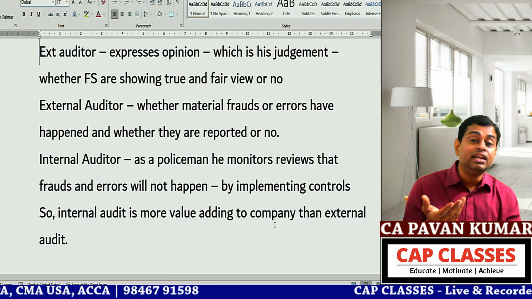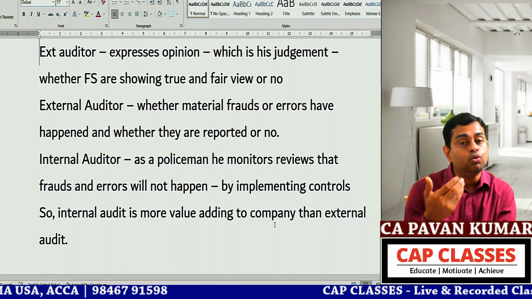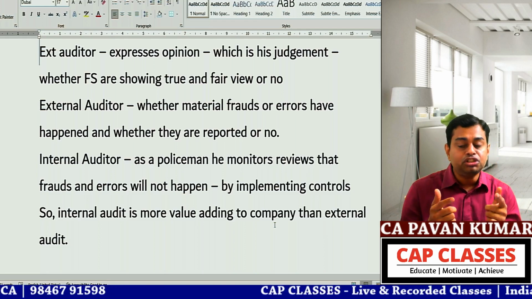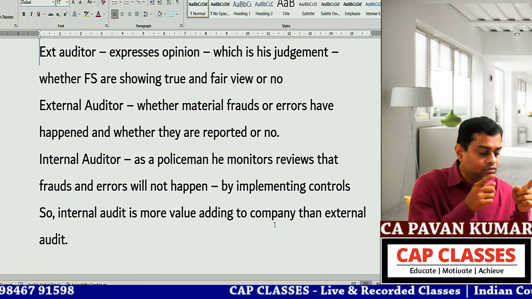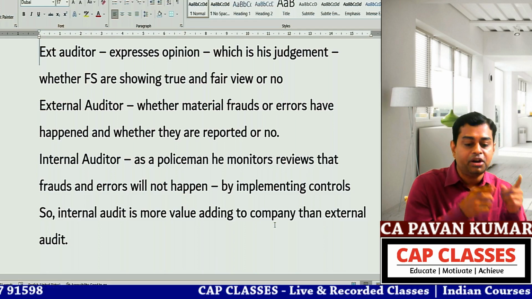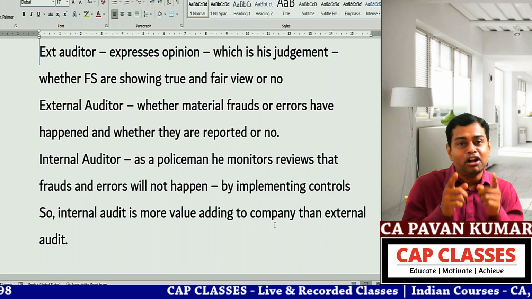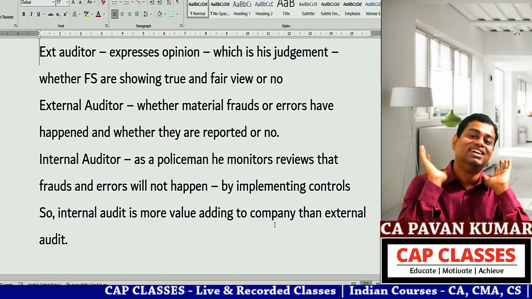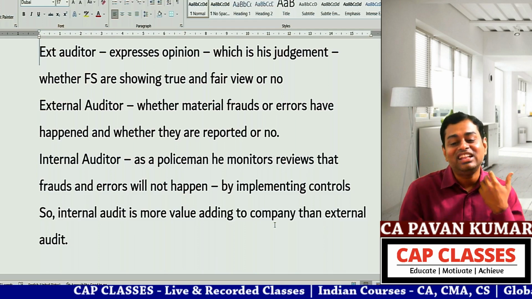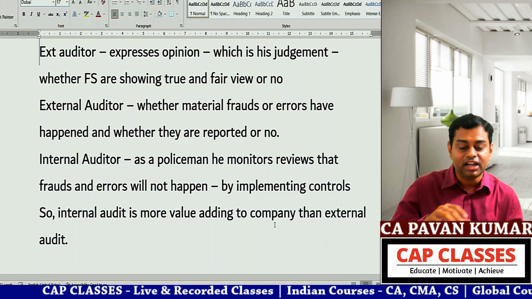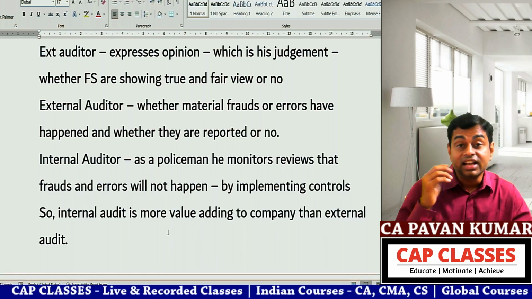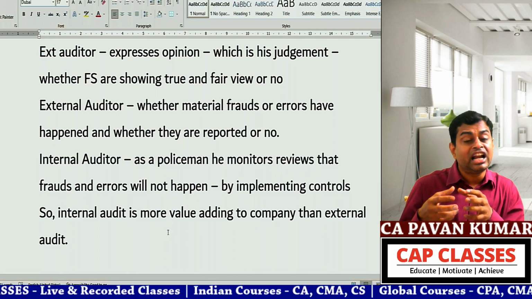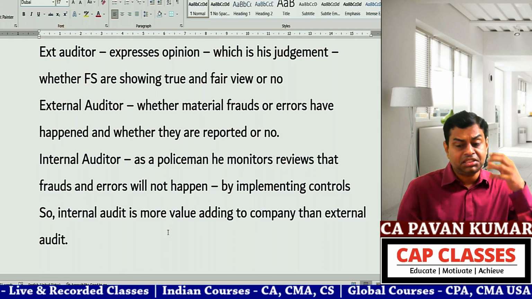But unfortunately, many students who are doing articles, you ask them, will they follow any different approach in conducting vouching of regular audit, statutory audit, or if they are doing internal audit, or tax audit, or any concurrent audit? No, same. For them, everything is same. Unfortunate.